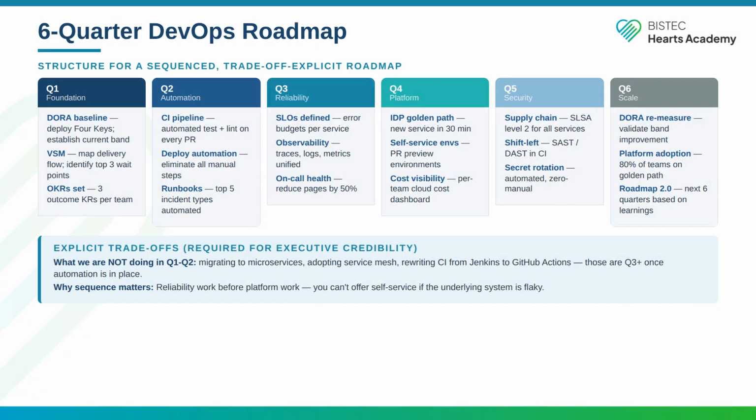A 6-quarter roadmap is the right horizon for DevOps strategic planning. Shorter than that, and you are not doing strategy, you are doing sprint planning. Longer than 6 quarters, and the specificity degrades to wishful thinking.